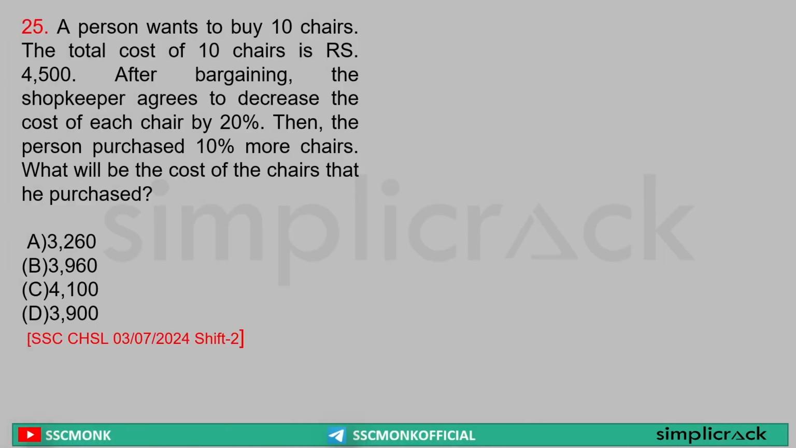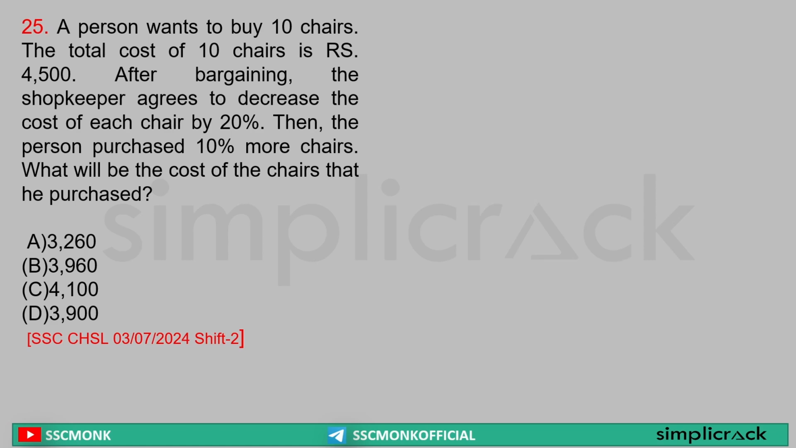Now, a person wants to buy 10 chairs. The total cost of 10 chairs is 4,500. After bargaining, the shopkeeper agrees to decrease the cost price of each chair by 20%. Then the person purchased 10% more chairs. What will be the cost of the chairs that he purchased?